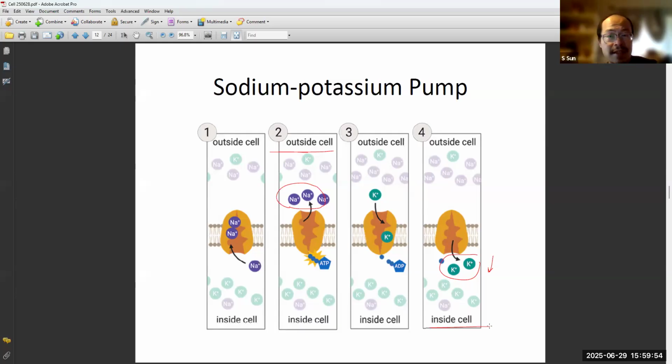Because I'm going to ask you these questions. Which of the following describes the action of a sodium potassium pump? You need to know that it pumps 3 sodiums out of the cell and it pumps 2 potassium into the cell. So that's that.